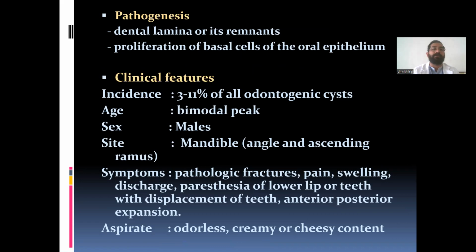Moving on to the pathogenesis, it came from the dental lamina or its dental remnants, with proliferation of the basal cells of the oral epithelium. Clinical features: incidence is 3 to 11% of odontogenic cysts. Age is basically bimodal peak, sex is basically male. Site is the mandible, angle, and ascending ramus.